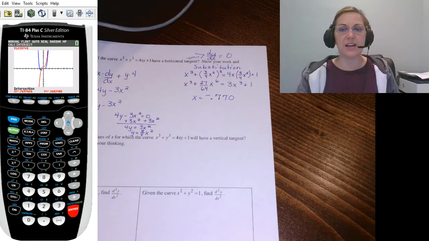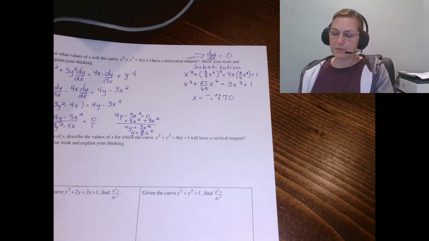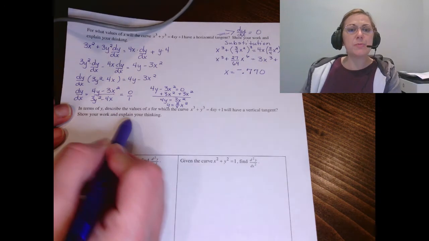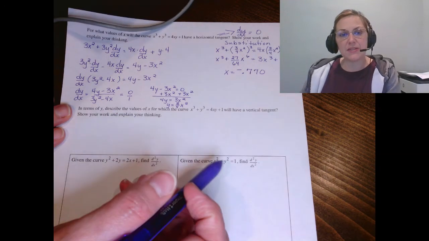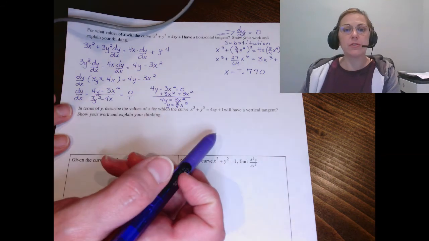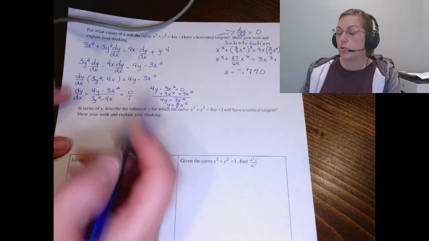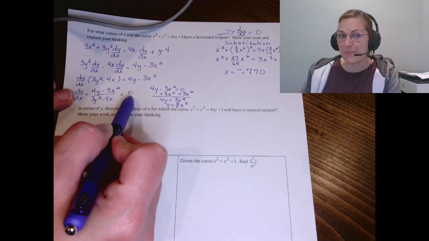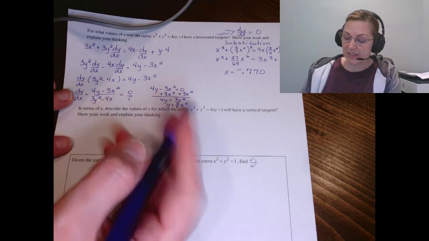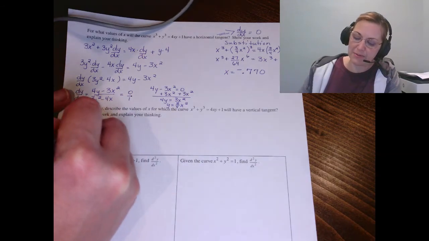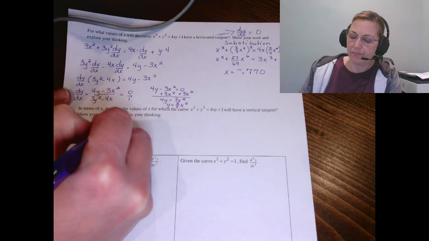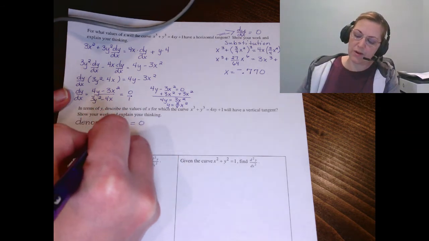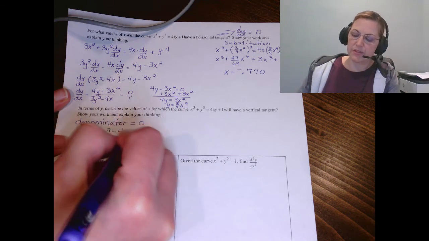All right, we're going to just take our calculator away to give us a little bit more space. And we'll finish up here. It asks, in terms of y, describe the x values where the same curve would have a vertical tangent. So remember, if a horizontal tangent happened when the numerator was equal to 0, then that vertical tangent is going to happen where the denominator equals 0. So that would give me 3y squared minus 4x equals 0.